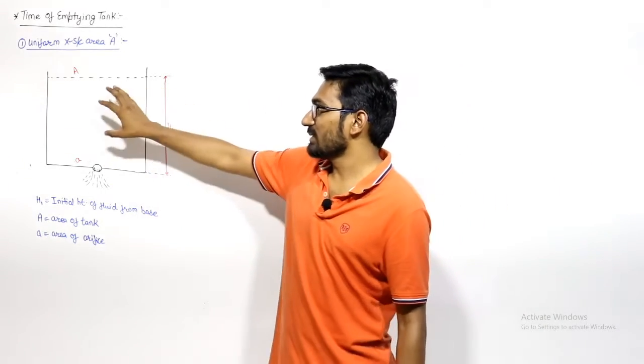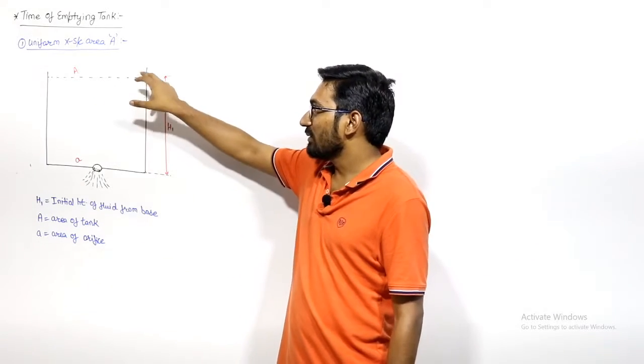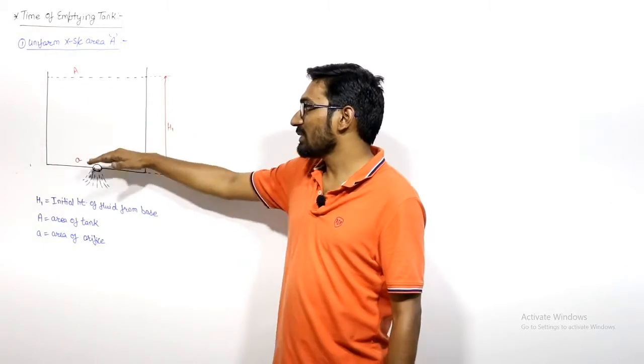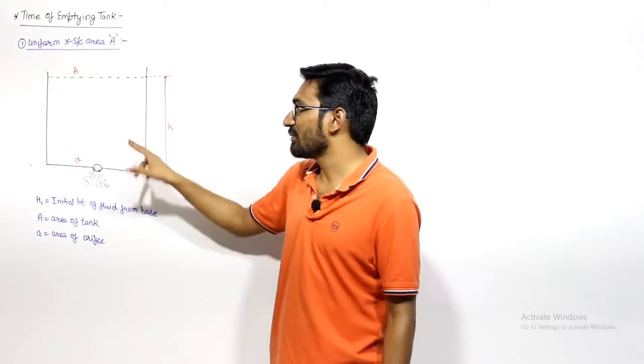Suppose this is a tank. It is filled with some liquid. And this tank is of uniform area. The area at each and every section of this tank is uniform, and let us say that capital A is the area of this tank.